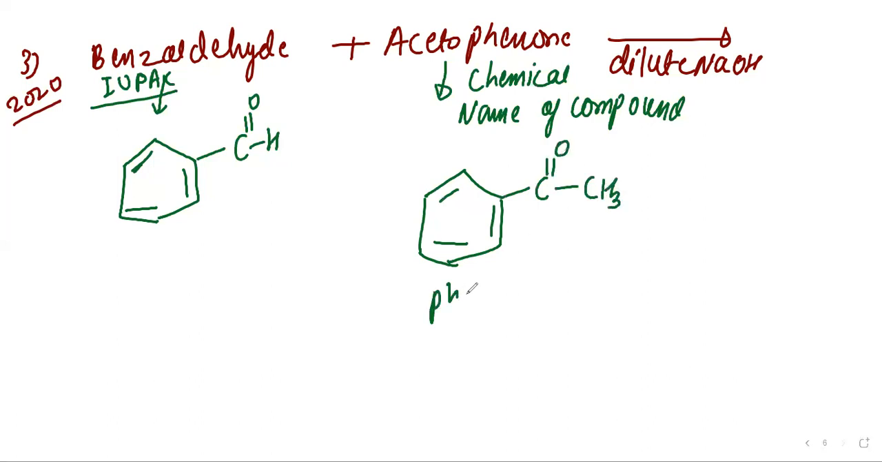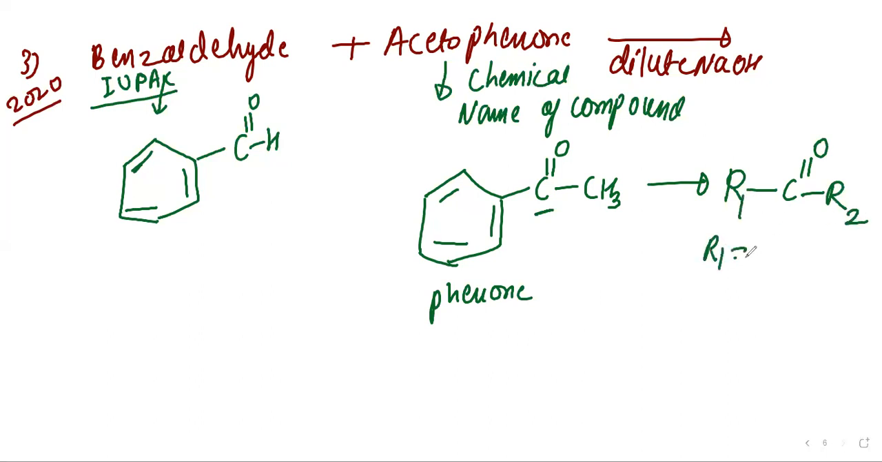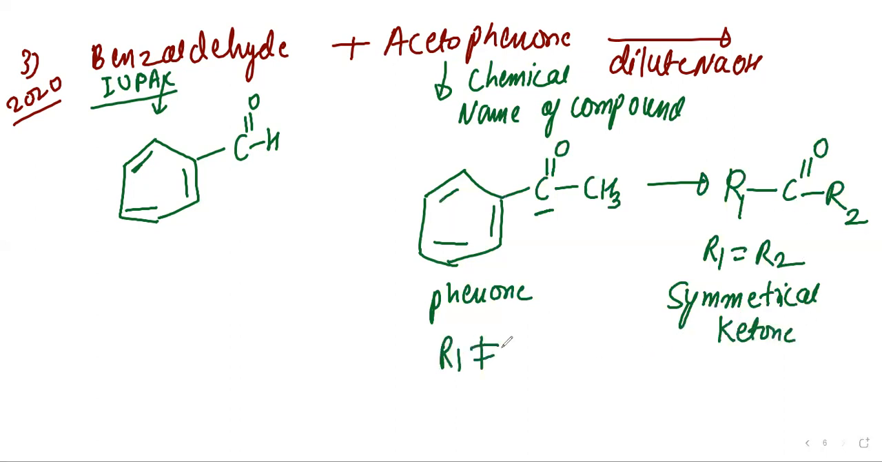So this part is called phenone. Why is it phenone? Because it comes under the ketone family. The ketone general formula is R1 C double bond O R2. When R1 equals R2, it is called a symmetrical ketone. And when they are not equal, R1 is not equal to R2, then it is an unsymmetrical ketone.